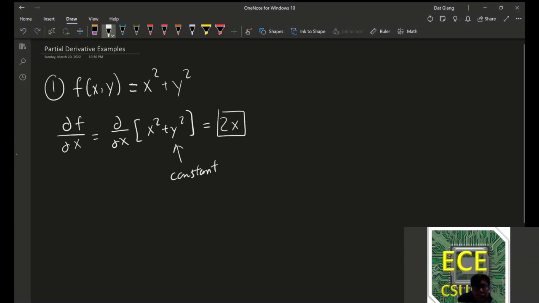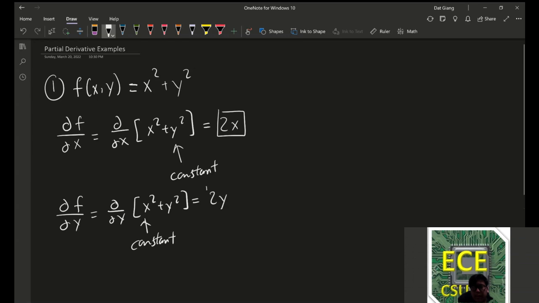Now, another question we could ask is, what's the partial derivative with respect to y? Similarly, we have the partial derivative with respect to y of x squared plus y squared. In this situation, x squared is considered a constant, and therefore we have 2y at the end.